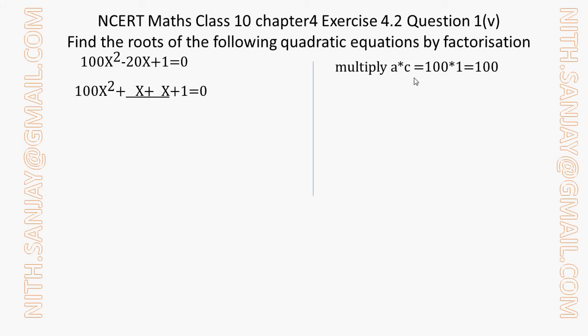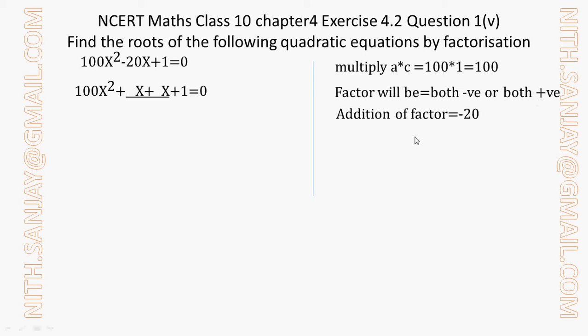So first of all, we will multiply a and c, meaning the coefficient of x square, which is 100, and the constant term, which is 1. When I multiply 100 with 1, I get positive 100. So I can easily say that if I want a positive multiplication of two numbers, then both numbers should be negative or both should be positive. Next, the addition of both numbers should be minus 20. So both numbers should be negative, because I can never get a negative addition by adding two positive numbers.